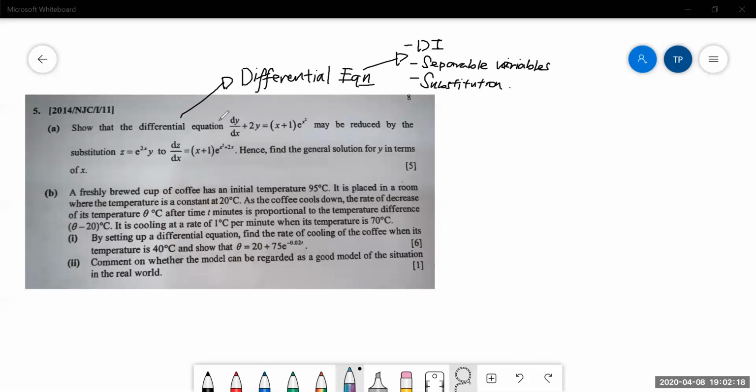Okay, show that the DE, which is this, may be reduced by substitution, keyword. Substitute what? This thing into this. Okay, so after that, they want you to find a general solution. But let's show that it can be reduced first. How are we going to reduce it? Can you do this part? Were you able to solve this part? dc over dx equals, oh yeah, I can.